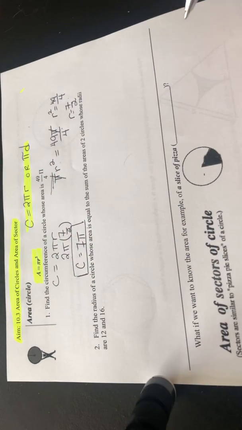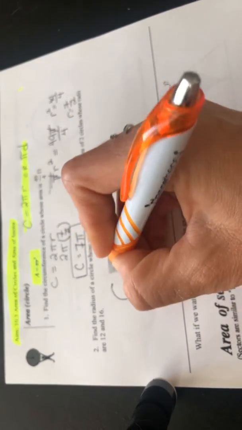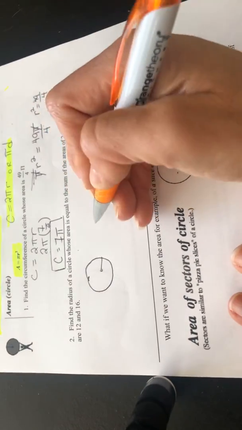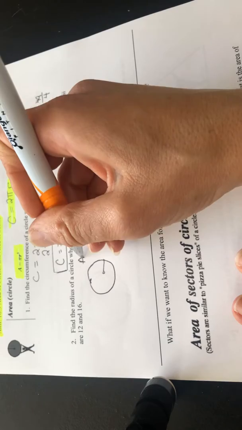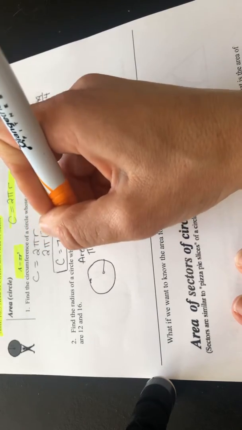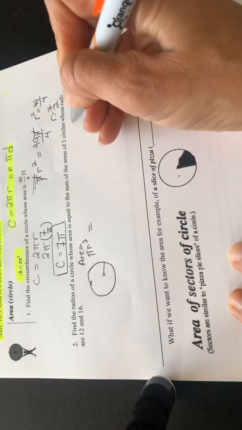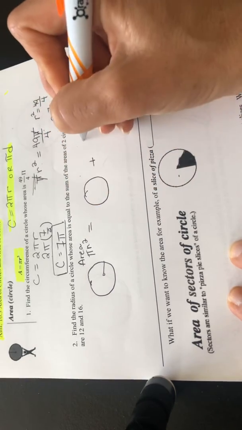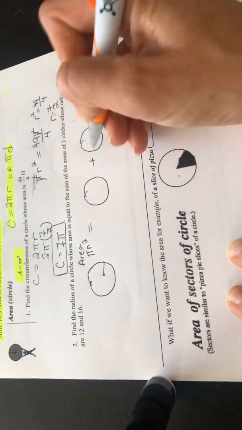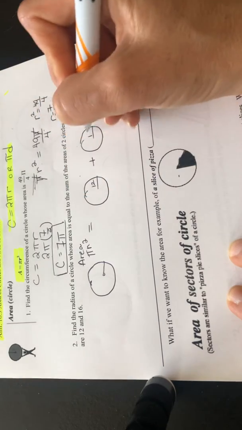All right, great. Second question. Find the radius of a circle. So let's just draw it. You guys know I'm visual. So here's the radius. Here's the circle. Find the radius of this circle, whose area, so pi r squared for this, is equal to the sum of the areas of two circles. So why don't I just do one thing at a time? So is equal to the sum of the areas of two circles. So the sum of these guys, and the radii are 12 and 16.